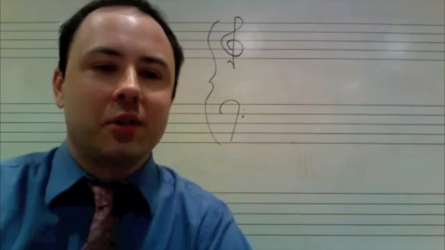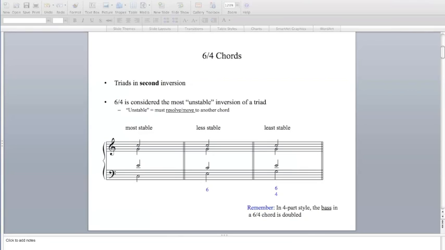Today we're going to have a lesson on 6/4 chords. 6/4 is considered the most unstable inversion of a triad. Root position is the most stable. The phrase typically ends on a root position triad, or occasionally on a first inversion triad, but never on a 6/4 second inversion. Unstable meaning it has to resolve, it has to move somewhere else.